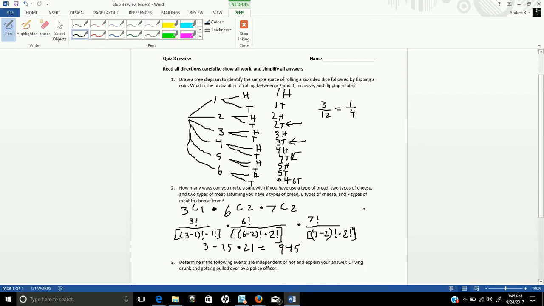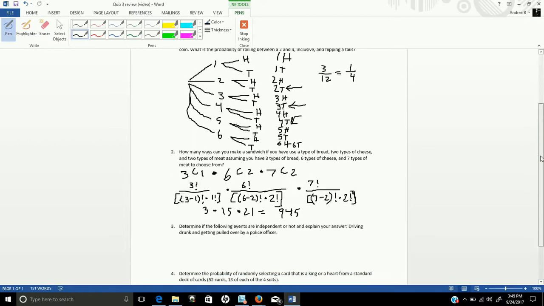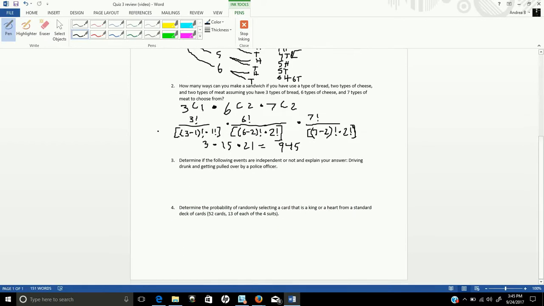Once again, make sure that you're showing all of that work, even if your calculator has the combinations on there to calculate for you. You need to make sure you're showing your work with those factorials as well, or at least show me that you know what the formula is there.